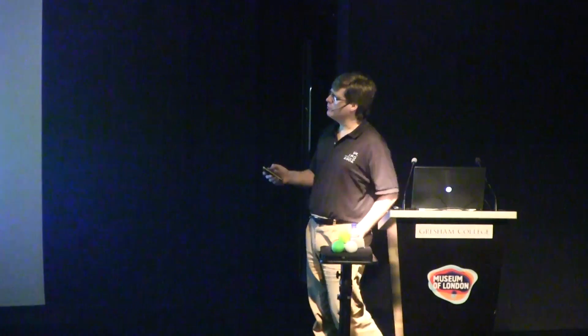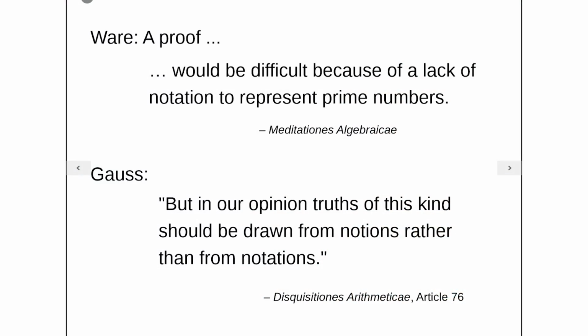When Waring published it, he added that a proof would be difficult because of a lack of notation to represent prime numbers. When Gauss first came across this problem, slightly before 1800, he disposed of it in about 5 minutes. He just proved it instantly using his technique of modulo arithmetic, which he was developing at the time. And he said, in our opinion, truths of this kind should be drawn from notions rather than notations. Gauss was quite scathing of this idea that the lack of a notation should be a problem.